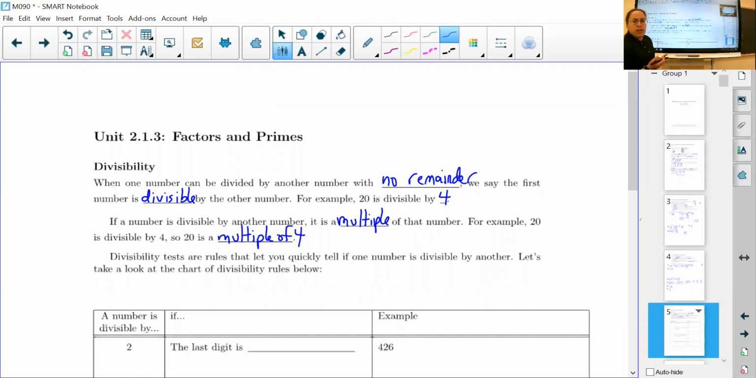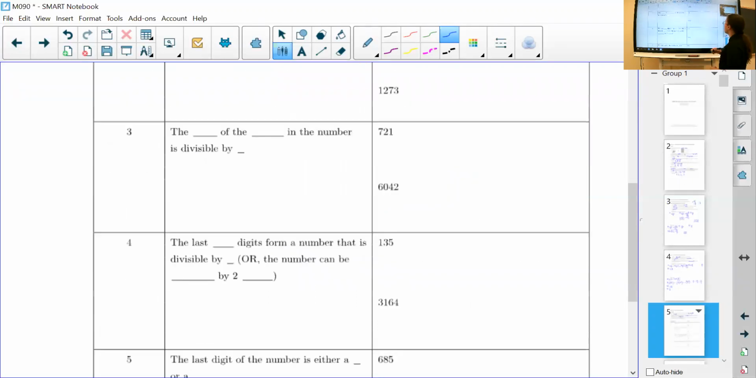And there are some cool tests that tell you if a number is divisible by something else without you having to do the actual division. Let's take a look at these. Some of them are pretty straightforward. Some of these are a little trickier.